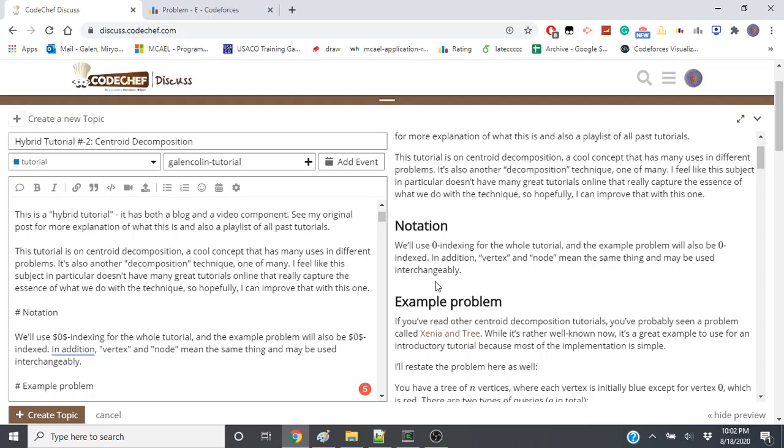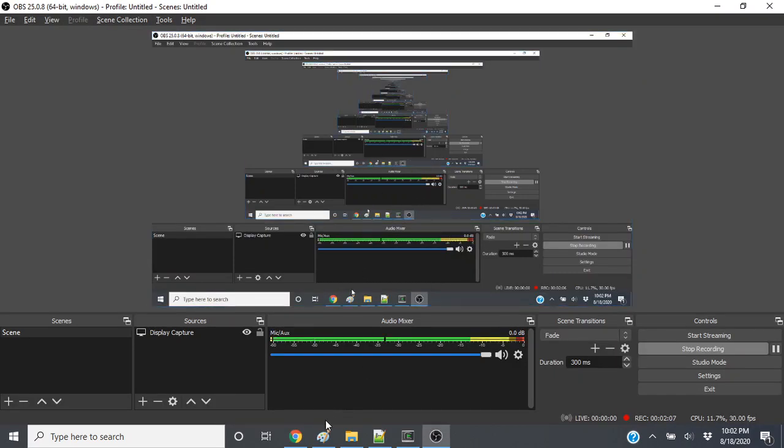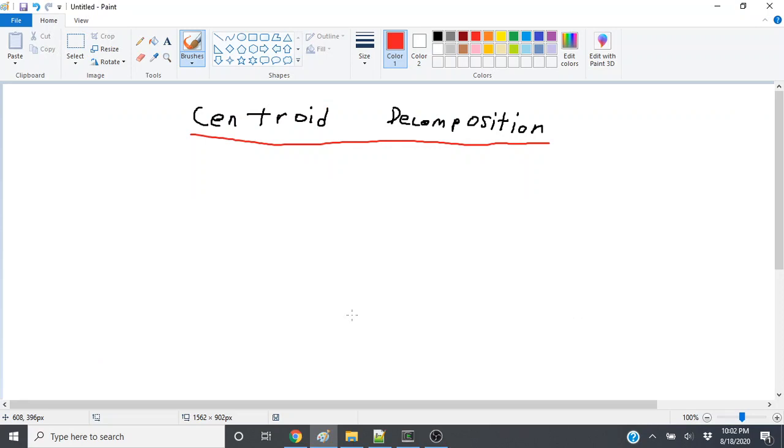So let's start on the example. This example is as follows. This is a well-known problem in centroid decomposition tutorials. It's called Xenia and Tree. Well, it's a cool problem. I can select a color. I will describe what it means right now.